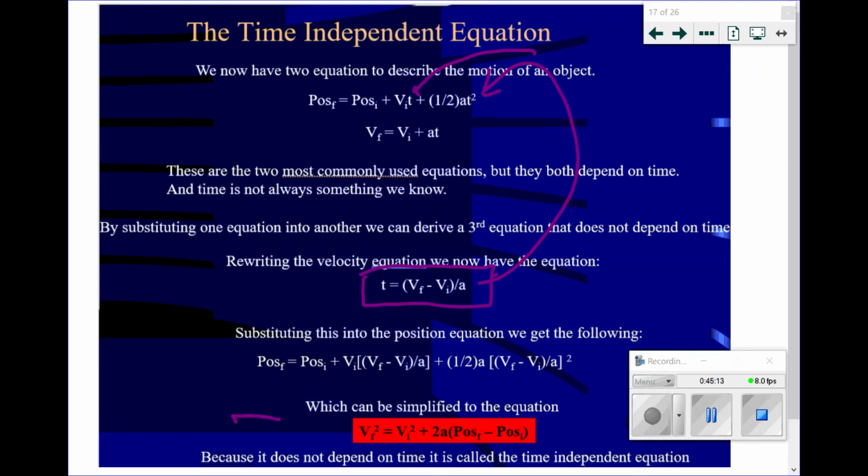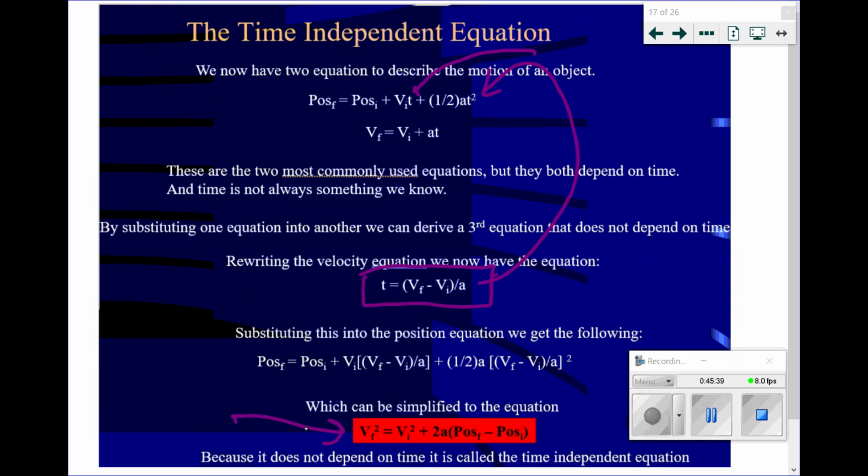We can actually derive an equation which is v final squared equals v initial squared plus 2a change in position, or my final velocity squared is equal to my initial velocity squared plus 2 times my acceleration times the displacement. This is called the time-independent formula because if you notice, there's no time in the equation.